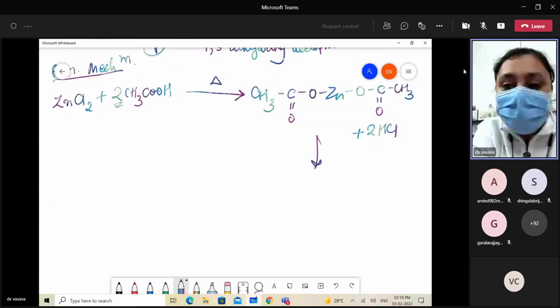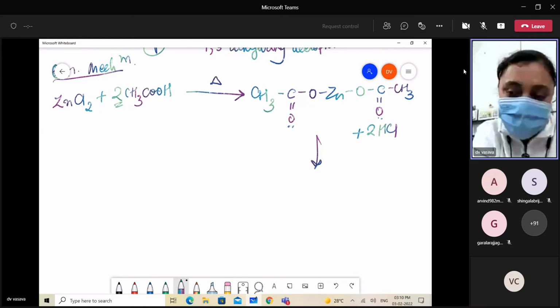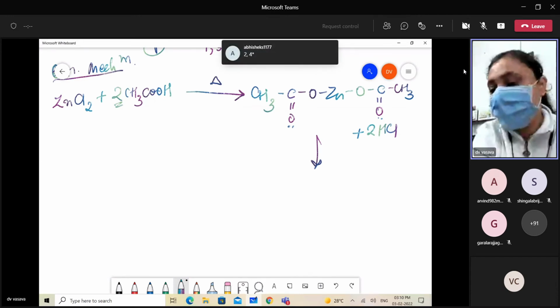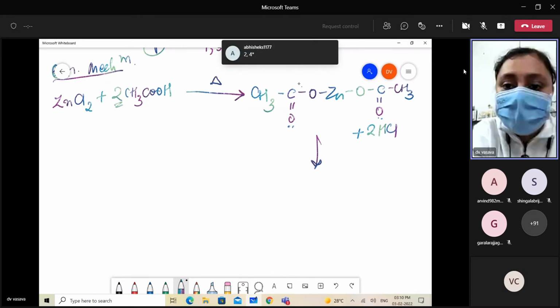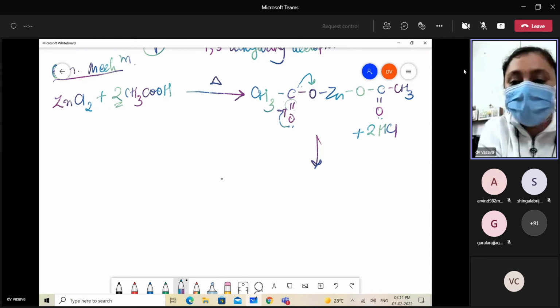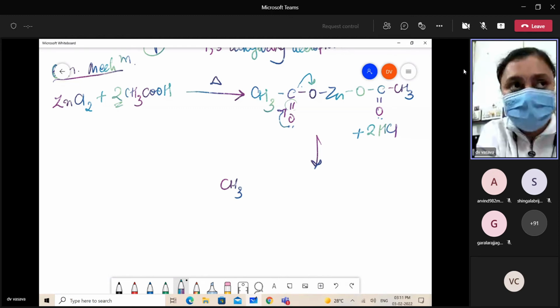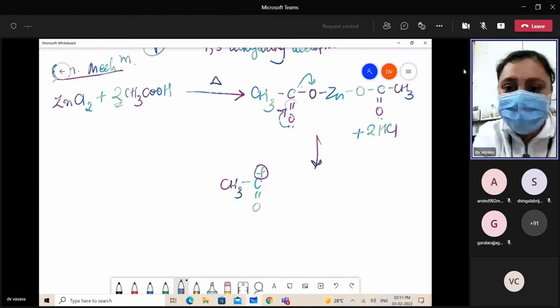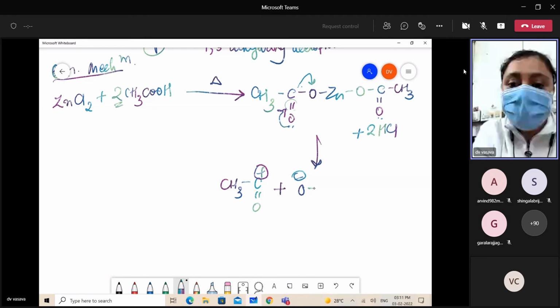Now here, as the lone pairs of this oxygen are present here, this oxygen will abstract electrons from here, and so to satisfy this bond, these electrons will also go there, and hereby our acetyl cation is formed, which is CH3CO+, and the rest of the structure formed is the O minus, with the rest the same, CH3 double bond O.